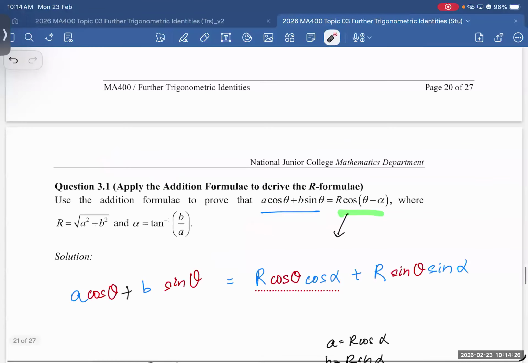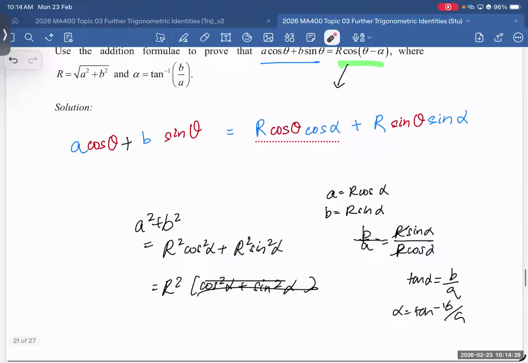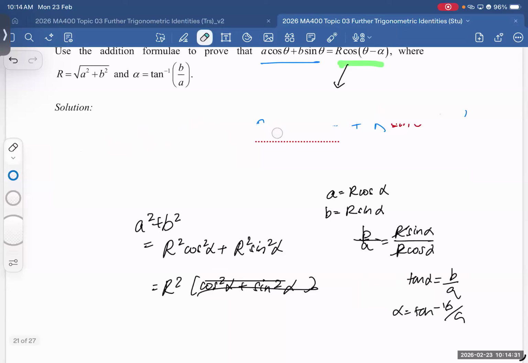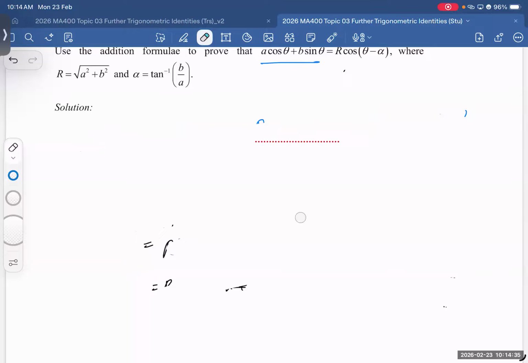Now we go to question 3.1. Let's take some time to try question 3.1.